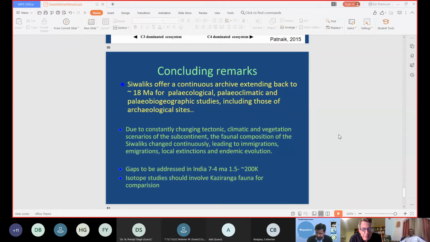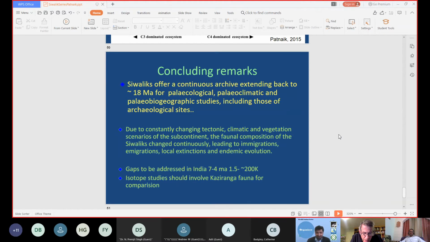And overall, when we look at the Siwaliks and other areas, mostly due to tectonic, climatic, and vegetation scenarios, the composition has been changing over the years. So it was a dynamic domain, and it was kind of a crossroads, not a place where continuous endemic evolution took place. But there were evidences of local isolated endemic evolutions as well.